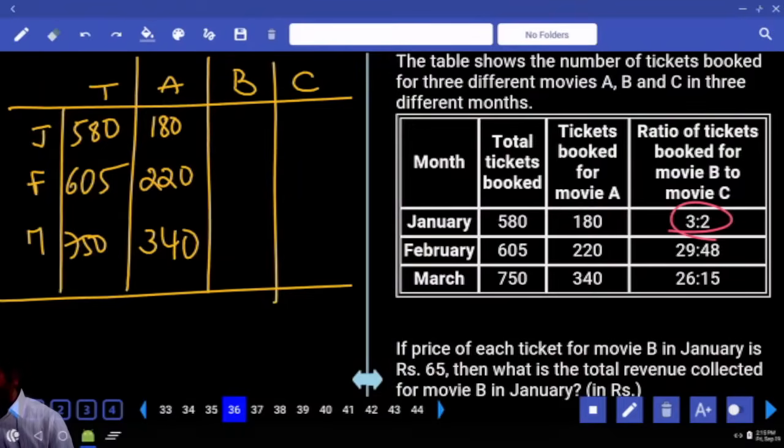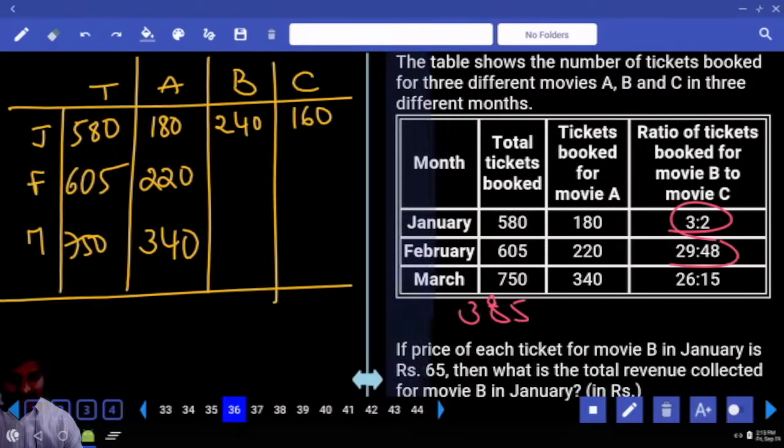60-40 percentage. 60%, 40%. Remaining is 400. 60% of it. Remaining 160. 220. Subtract 300, add 80 later. Subtract 300, add 80.